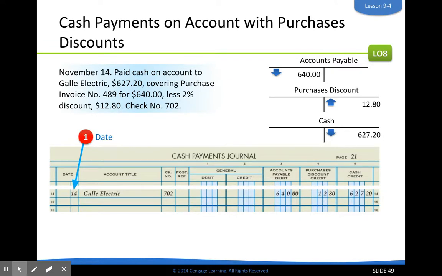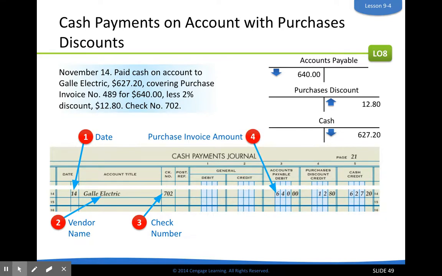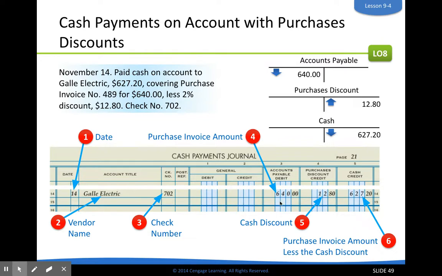It is important to note who the company is because we owe them money. So we have Gale Electric. We wrote check number 702, and we want to debit Gale Electric's account to decrease how much we owe them. Then we add the $12.80 discount into the special amount column, purchases discount credit. The cash credit amount would be the total amount we owe minus the discount, and that is how much we write the check for, $627.20. Notice that we have $640 of debits, and when we add our two credits together, $12.80 plus $627.20, that equals $640. Our debits still equal credits.